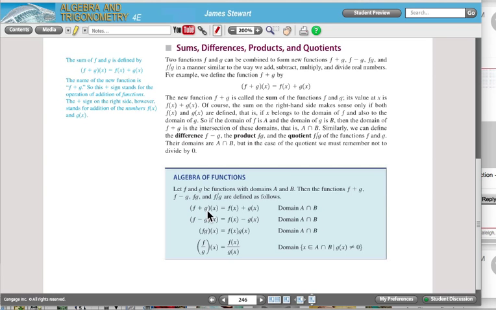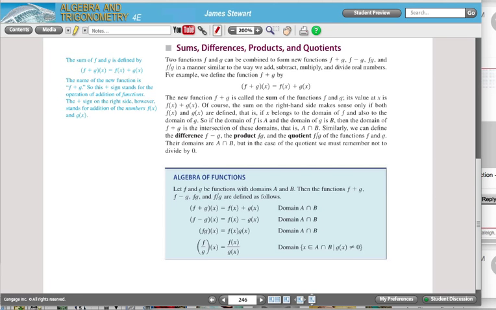So the domain of the sum, difference, or product will always be the intersection of those two sets, what they have in common. Notice that it's an upside down U. Before it was union, this is intersection. For the quotient, you have to also take out the values of G that would make the denominator 0. So again, it's the intersection of the two domains and take out the values that make a denominator 0.